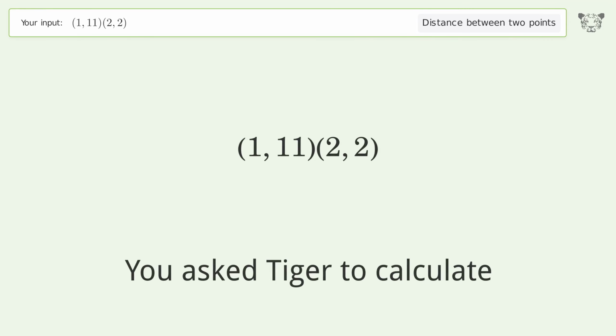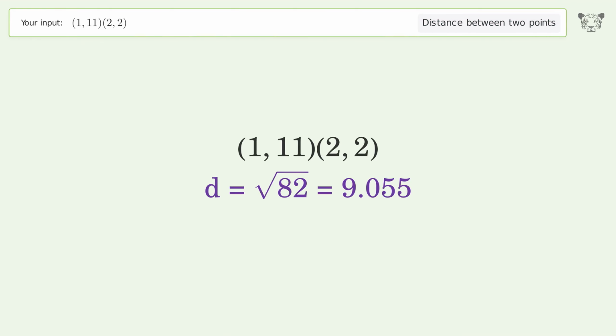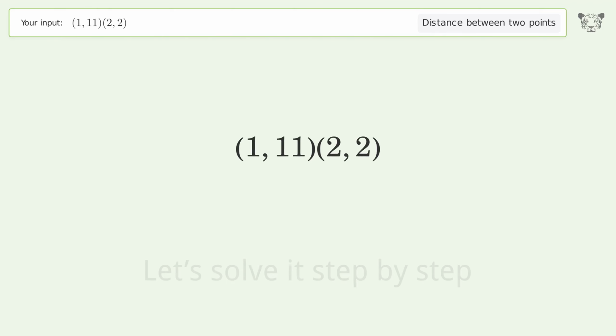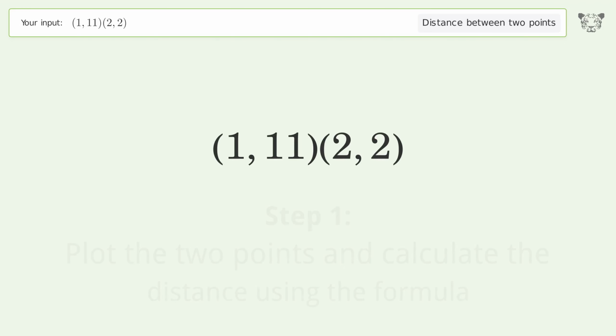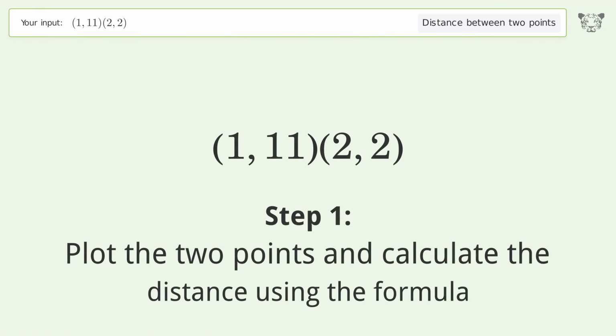You ask Tiger to calculate. This deals with the distance between 2 points. The distance between the 2 points is the square root of 82, or 9.055. Let's solve it step by step. Plot the 2 points and calculate the distance using the formula.